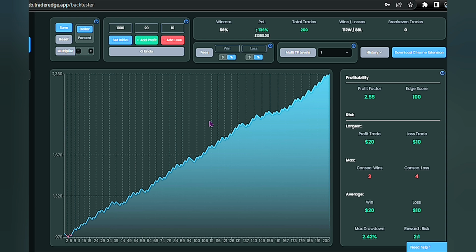Now let's take a look at the win rate. We made a 56% win rate in 200 back-tested trades, having won 112 trades and lost 88 trades, which made us a 136% return on investment. So I'm definitely happy with the result. And if we take a look at the risk factor, we can see we had 4 consecutive losses against 3 consecutive wins. Although it's not bad, as 2 winning trades would break even.